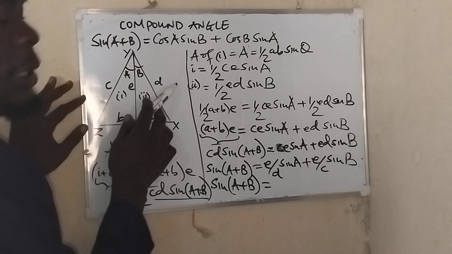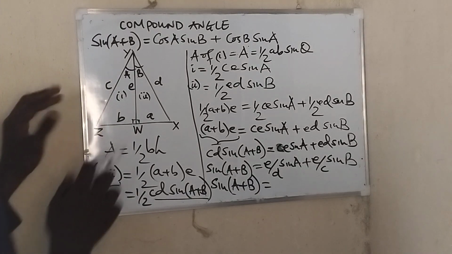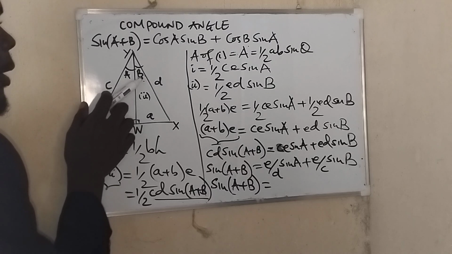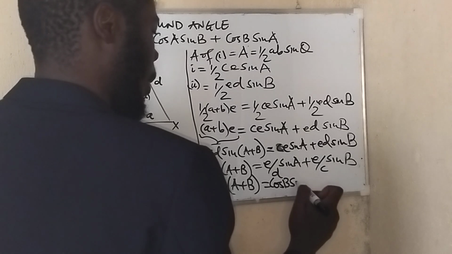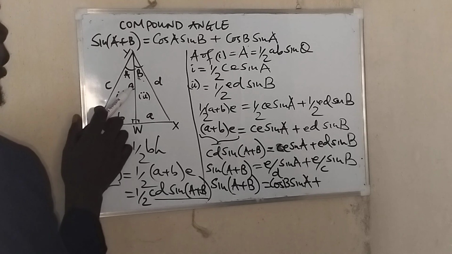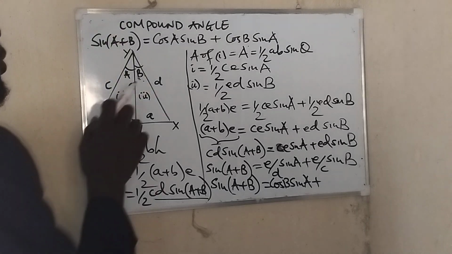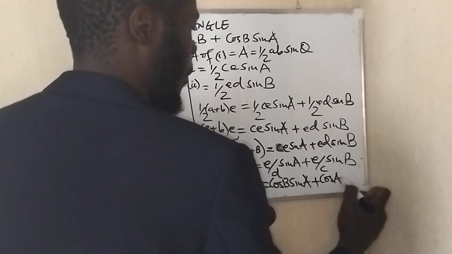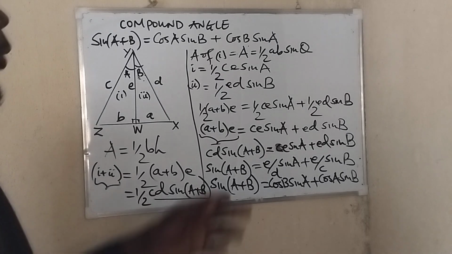E over D: this one is the adjacent, this one is the hypotenuse to this angle. So adjacent over hypotenuse, this angle, which is cos. So cos B is adjacent over hypotenuse. So we have cos B sine A plus A over C. This is adjacent to angle A and this one is hypotenuse to angle A. So adjacent over hypotenuse, you have cos A. So you have cos A sine B. Up to there, you have your proof.